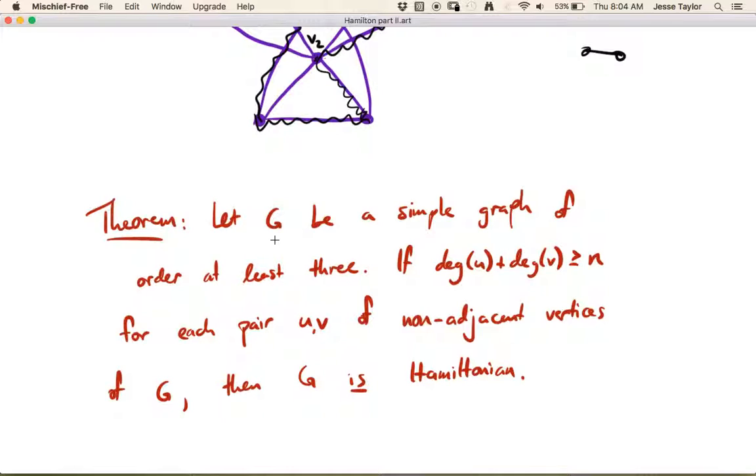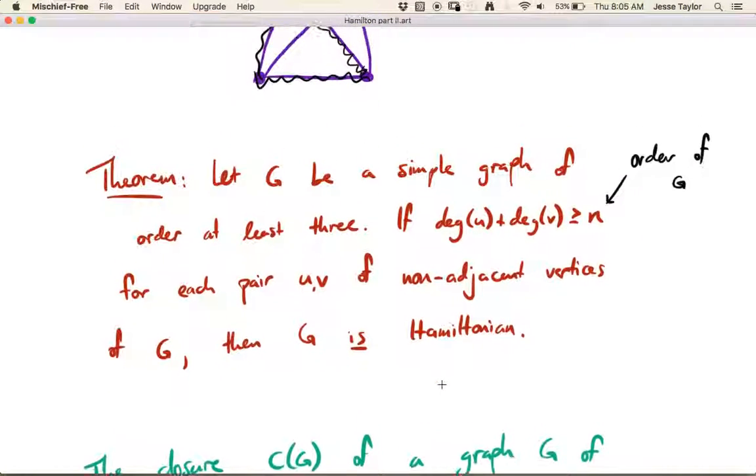So if G is a simple graph, remember that's one without loops and parallel edges, and it has at least 3 vertices, if the degree of U plus the degree of V is at least the order of the graph, okay, so this N is the order of G. So if you take 2 vertices and their degrees sum to be at least as many vertices as in the graph, and if that's true for every pair of non-adjacent vertices, right, vertices that aren't connected, then that means that G is Hamiltonian. Okay, now that's kind of confusing.